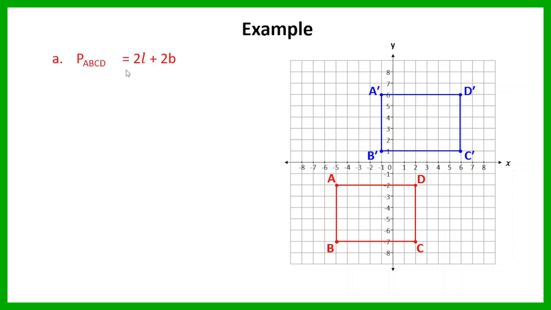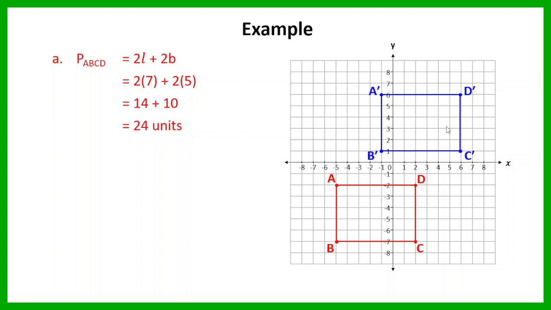We work out perimeter using our formula, 2 lengths plus 2 breadths. We're just going to be working with the measurements based on the Cartesian plane. So the length is going to be from negative 5 to 2. That is a distance of 7. And the breadth is going to be from negative 2 down to negative 7. That's a distance of 5. So the length is 7 and the breadth is 5. When I fill it in over here, I'm going to have 2 times 7 plus 2 times 5. Then I work that out as 14 plus 10, giving me a perimeter of 24. Now this doesn't have a unit of measurement like centimeters, so we're just going to say units. So the perimeter of this rectangle ABCD is 24 units.